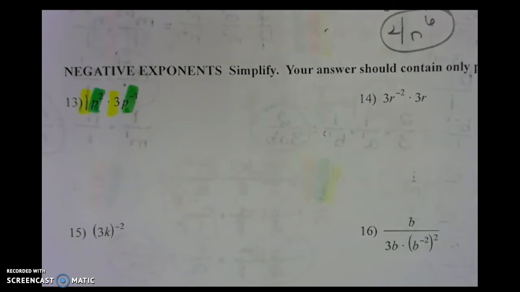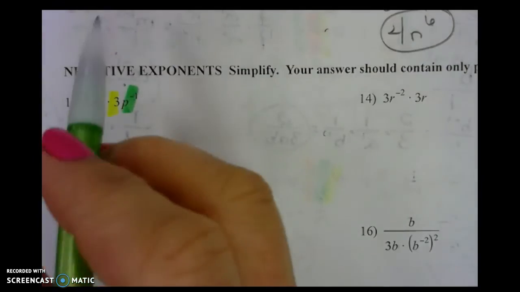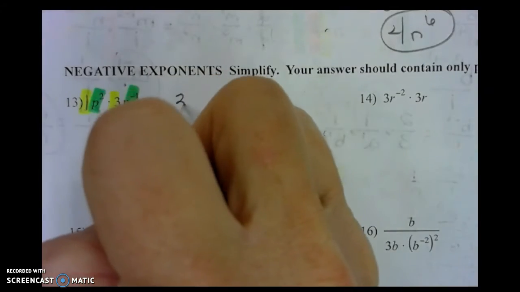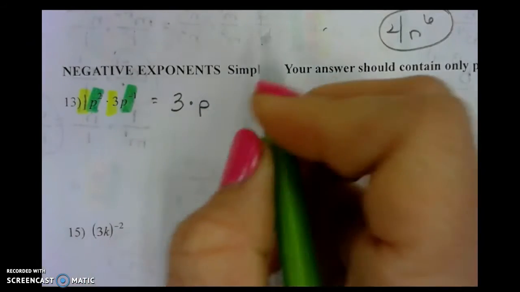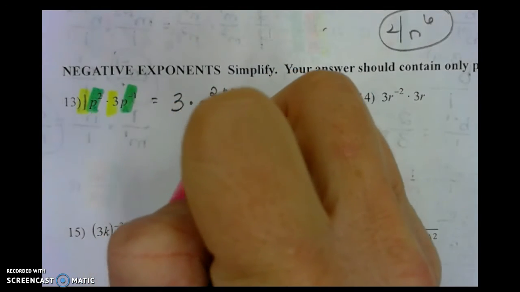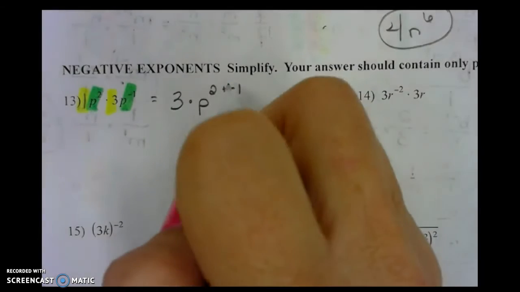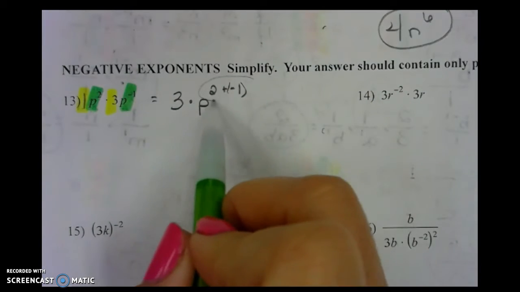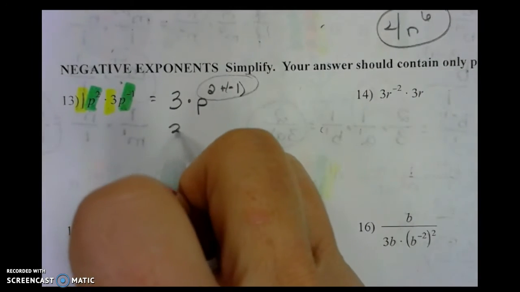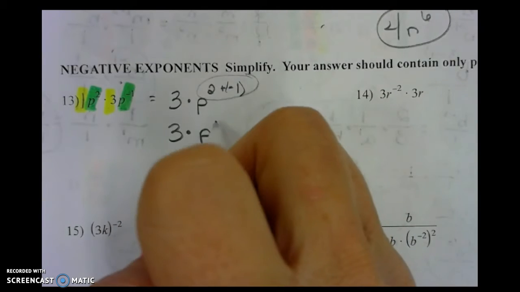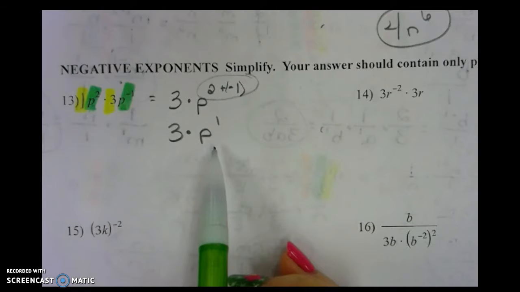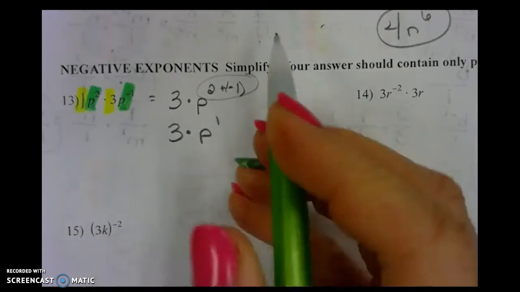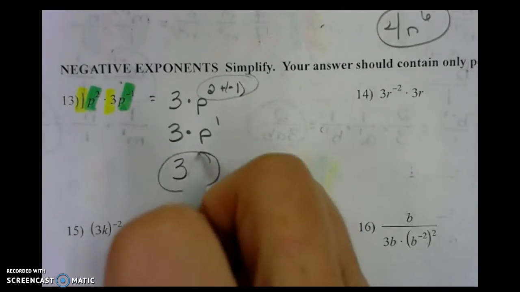I would start with multiplication and just use that product power or product rule. 1 times 3 is 3. And then p squared times p to the negative 1 is p to the 2 plus negative 1. When I combine the exponents, I'll have 3 times p to the 1. That eliminated my negative exponent without me having to do any additional work. 3 times p to the 1 is just 3p, and that is your answer.